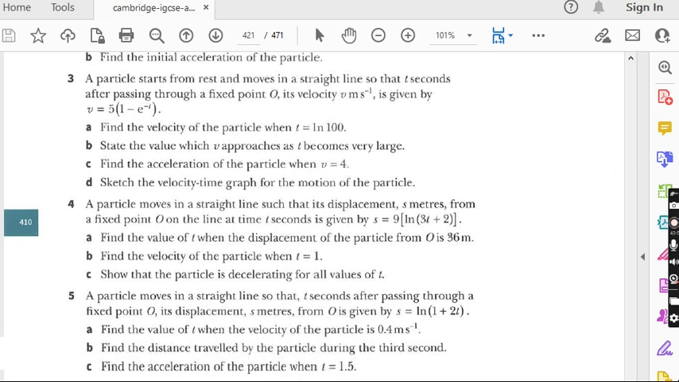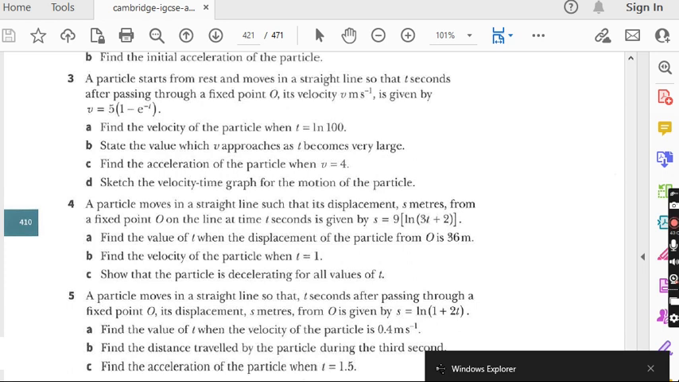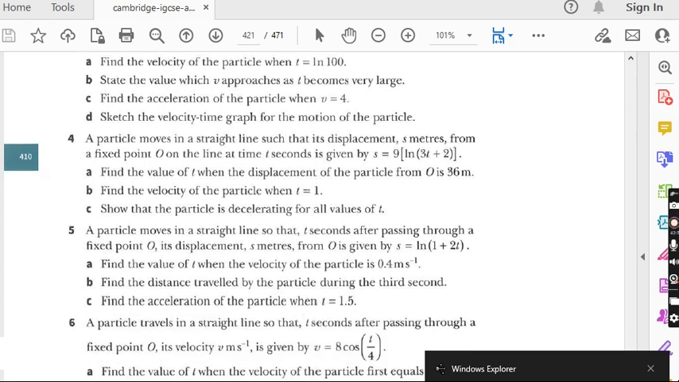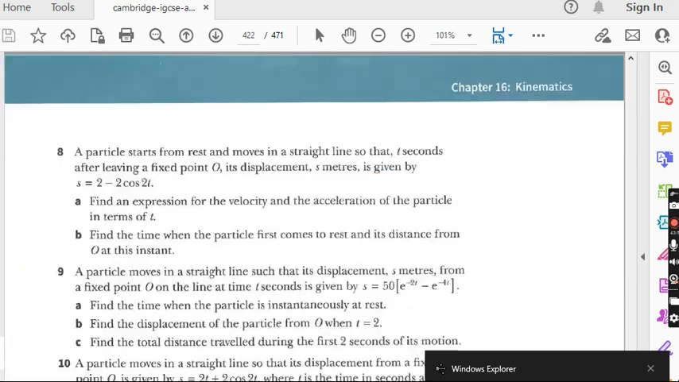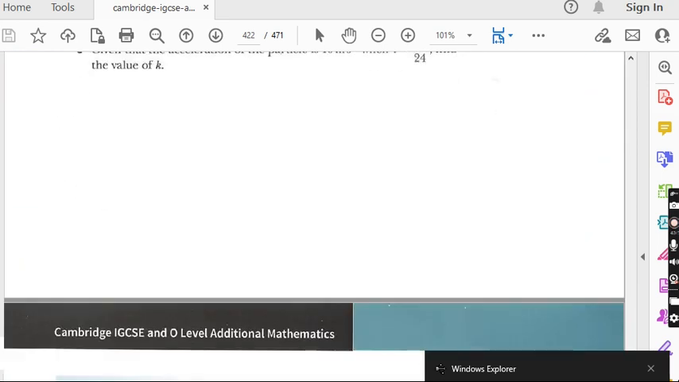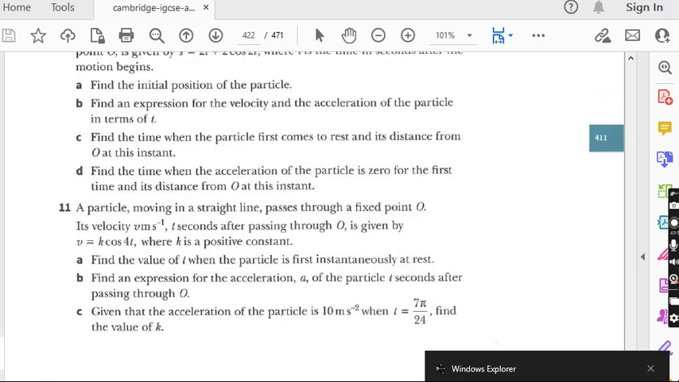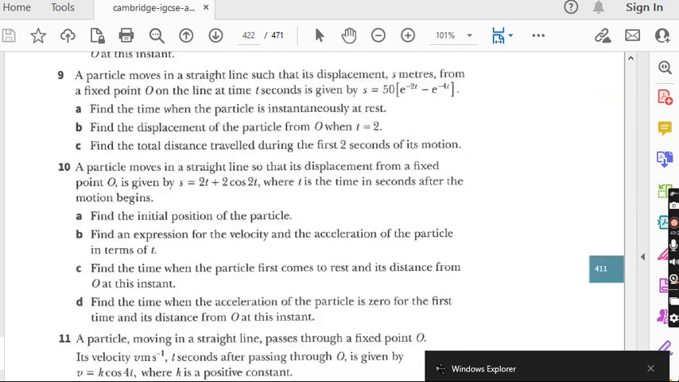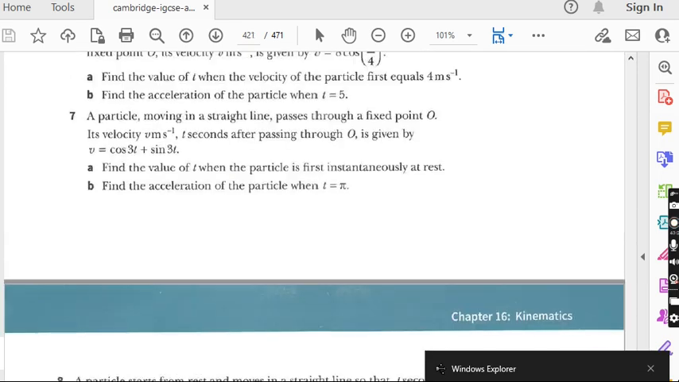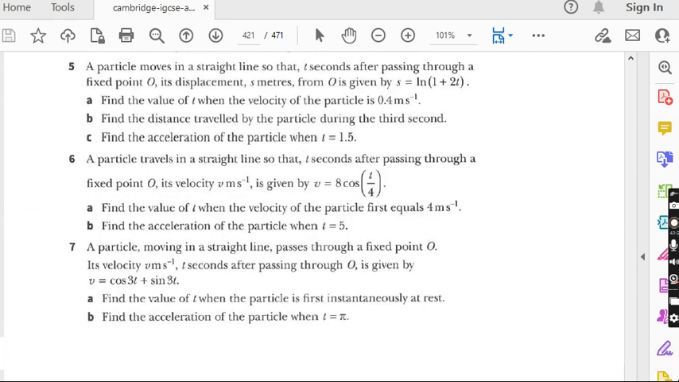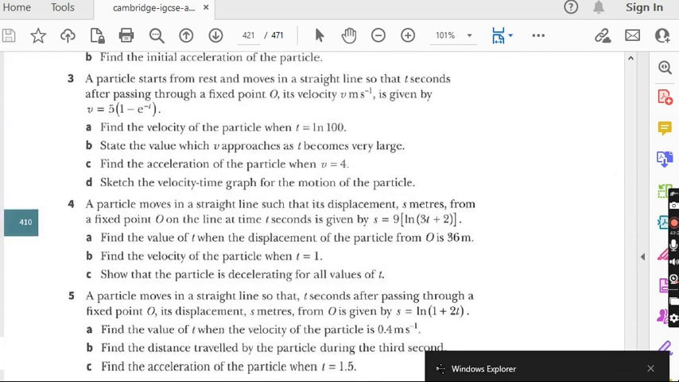So students, this is our today's class where we did the introduction of chapter number 16 and also the first 3 questions of exercise 16.1. How many questions are left? 4, 5, 6, 7, 8, 9, 10, 11. 11 questions. So 8 questions are left. I will try to finish this whole exercise in the next 2 lectures.